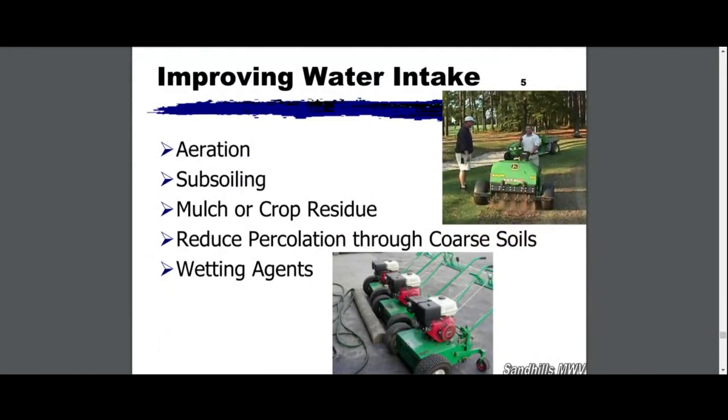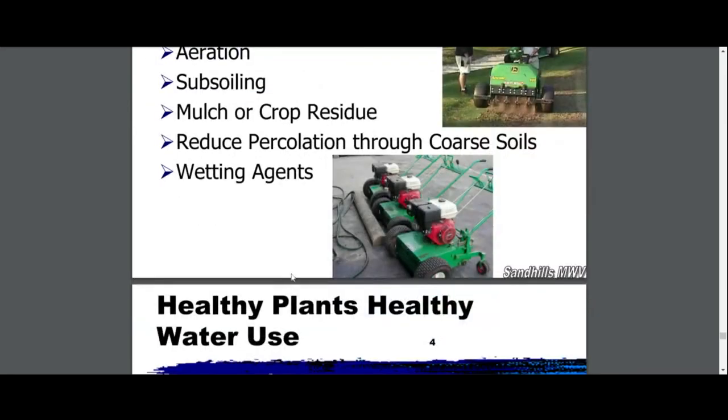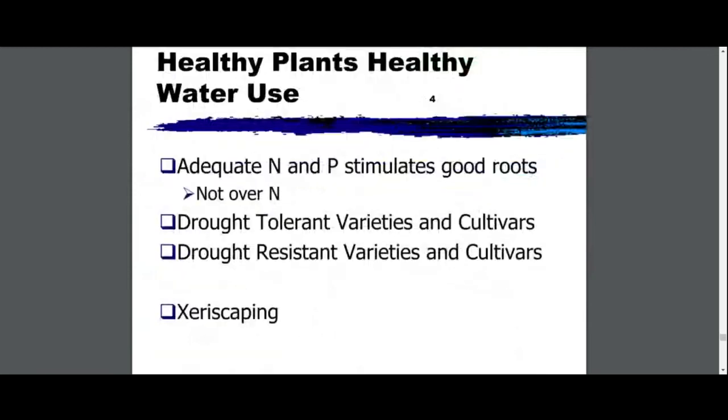Some ways to improve water intake, which will reduce runoff. Aerification, we're going to talk all next week about aerification and have a quiz on that next week. Subsoiling would be deep aerification. Mulch sometimes. Mulch will help stop the runoff. I know in the garden you guys use quite a bit of mulch around the plants that have to be irrigated to keep the soil from getting washed away. And even wetting agents, right? Putting those soaps down, which will help the water move down and not run across the top.